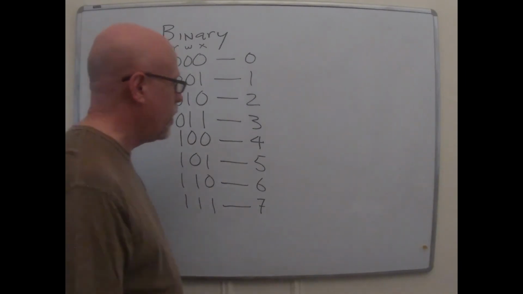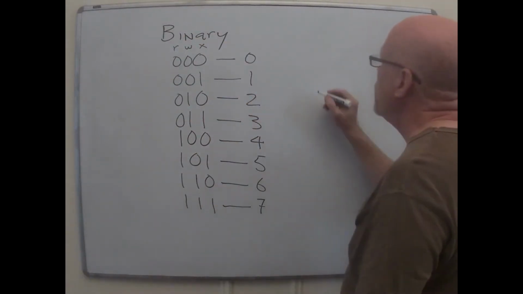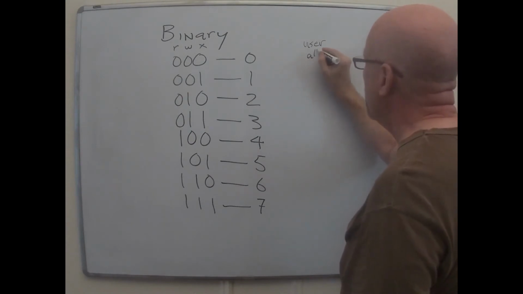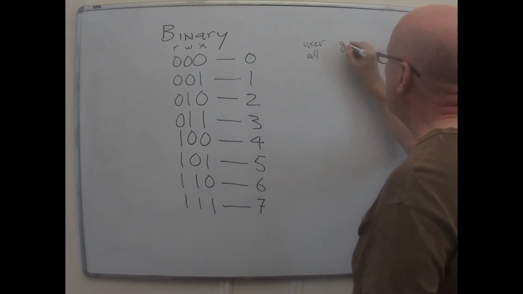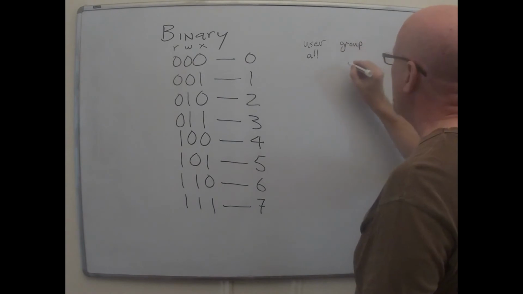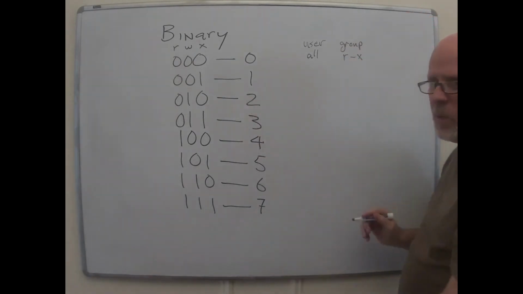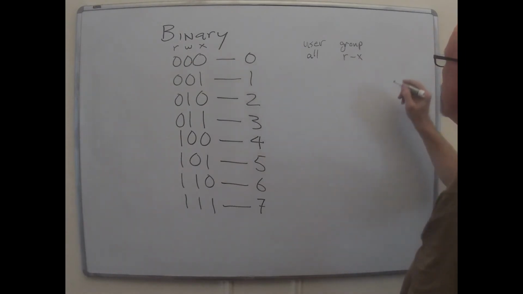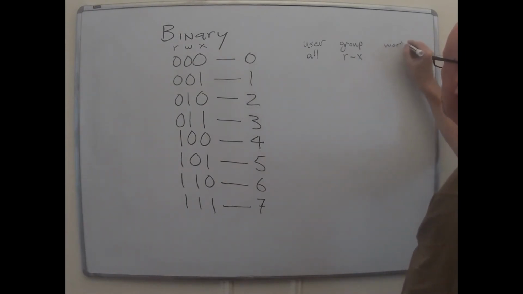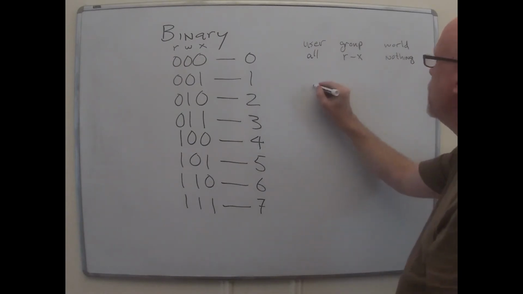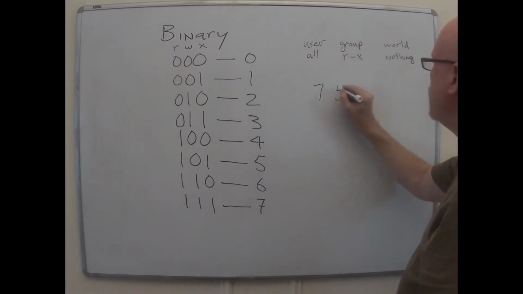Let me give you a quick example. Suppose you wanted the user to be able to do everything. The group, we'd like them to be able to read and execute, but not write. Writing on it might mean they changed the script accidentally. And the world, suppose we just didn't want to give them anything, so no permissions. Then the permissions on that file would be 750.